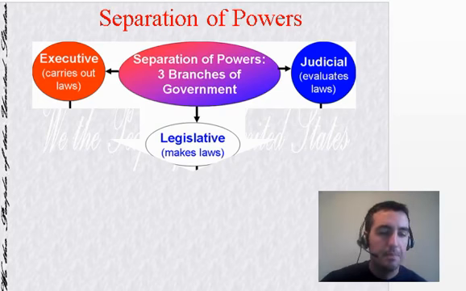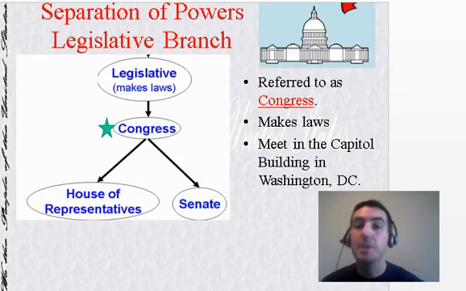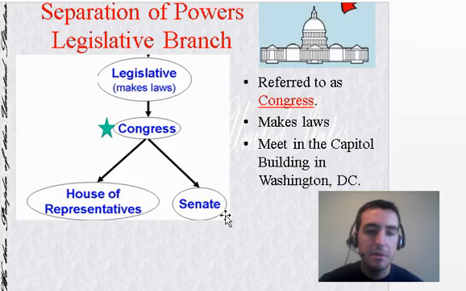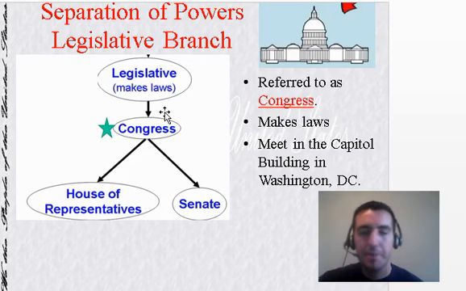Let's go to the next one. So let's look at each branch and what they do a little more closely. The first branch is the legislative branch. Remember we said that's Congress. And Congress is split up into two groups as well. So again, we're splitting up power even more. We don't just have the three branches. Even the branches are split up into groups as well to really spread out the power.